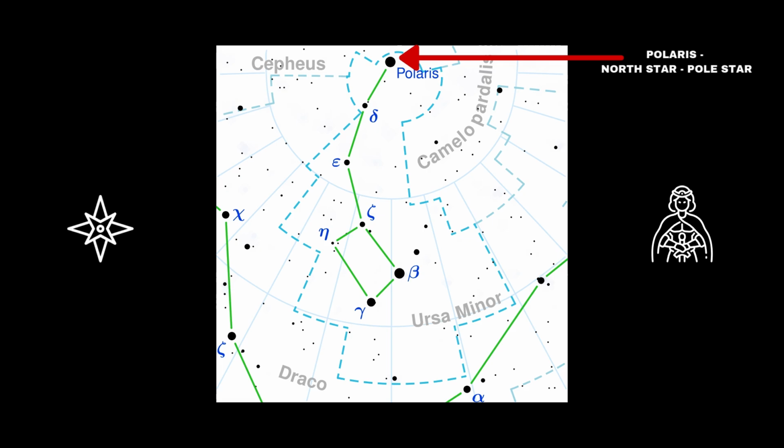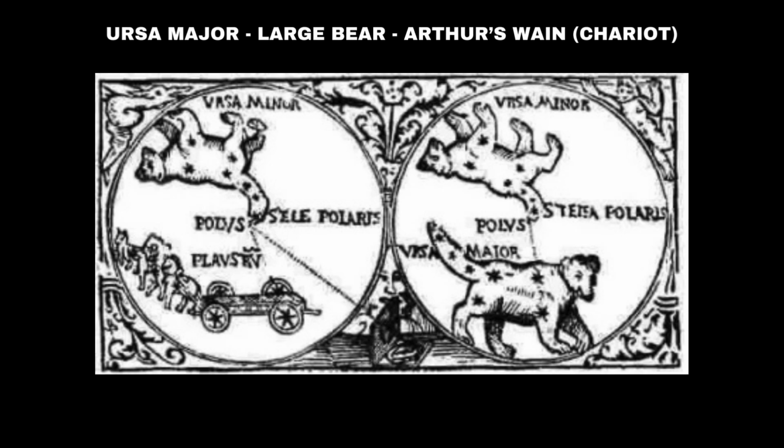Polaris, the North Star, our pole star at the present time, is part of Ursa Minor, the small bear, the still point around which the northern heavens turn. Like Arthur, this guiding star never sets and does not disappear with the change in season. One of the many names for Ursa Major, Large Bear, is Arthur's wain, his chariot, which he rides round the still point of the pole star in the sky.